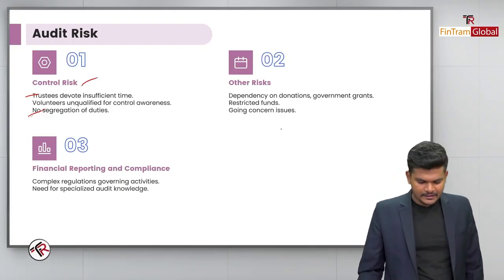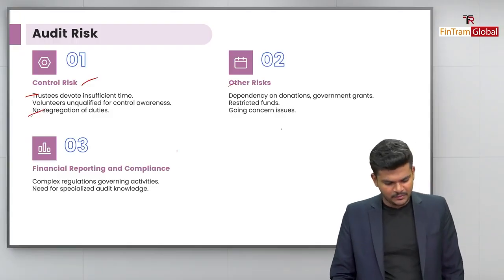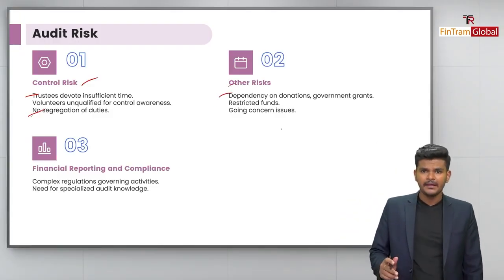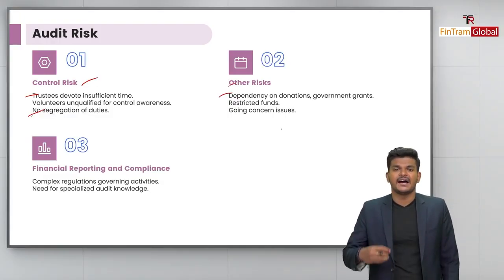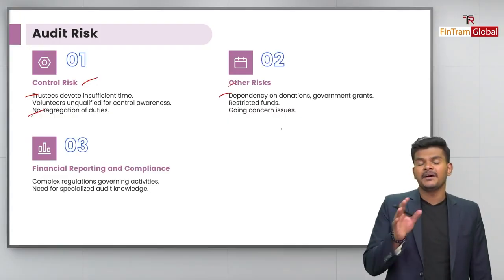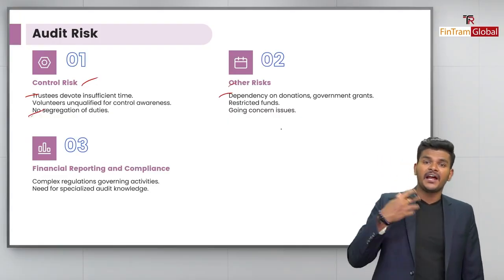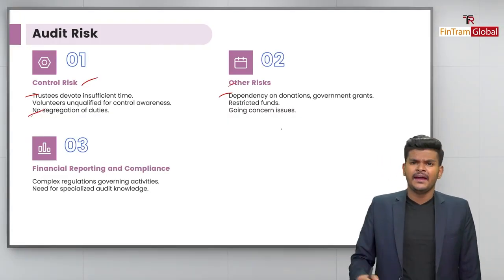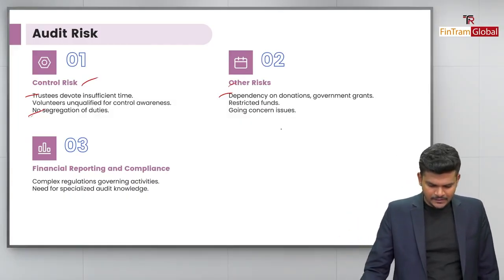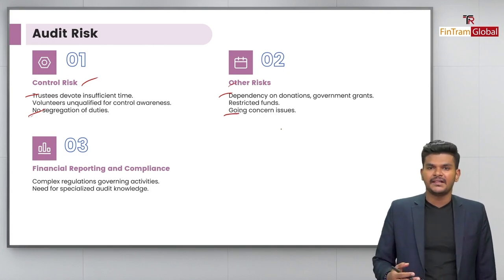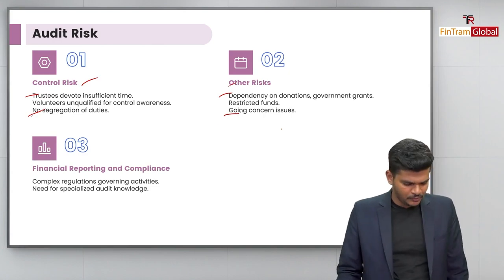And there are other risks like dependency on donations, government grants, etc. For example, government grants have conditions attached to them, right? And there's a high risk that these conditions may not be met by these not-for-profit organizations because their primary source of income is donations. And are donations regular? No, not really, right? So that's basically the idea. And then there can be going concern issues for these organizations as well. So that kind of increases the audit risk as well.